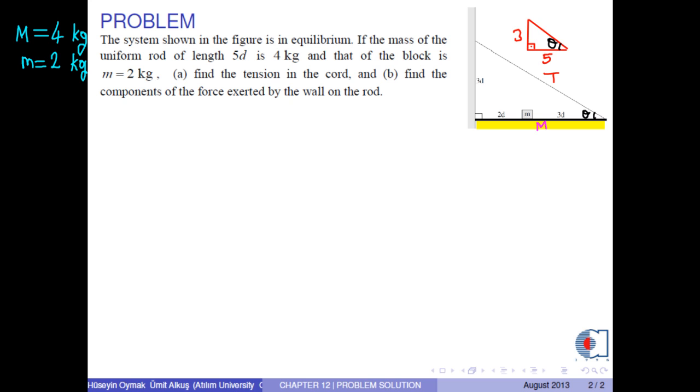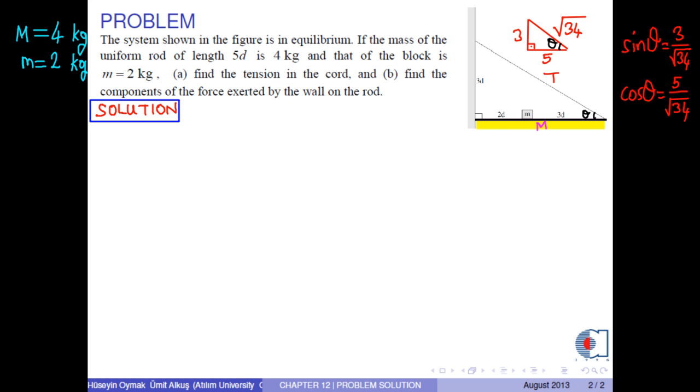Because of the right triangle in the figure, the hypotenuse becomes square root of 34. Then sin theta becomes 3 over square root of 34. And cosine theta becomes 5 over square root of 34.